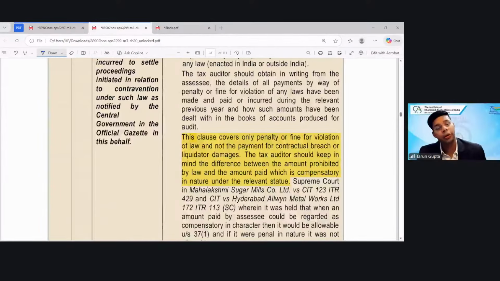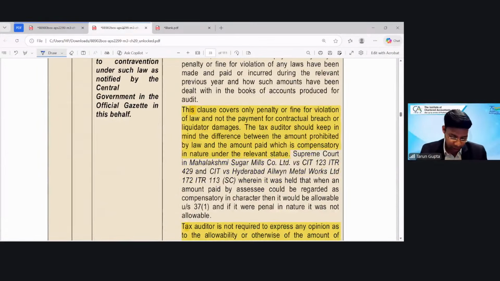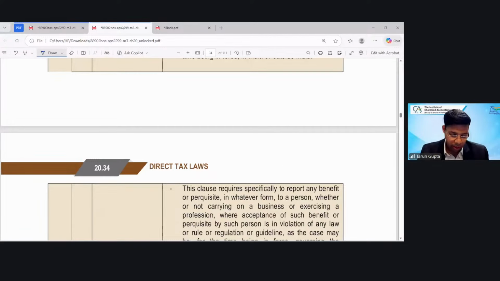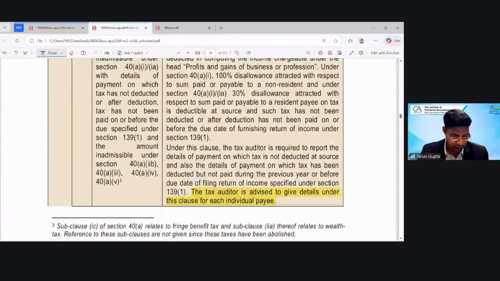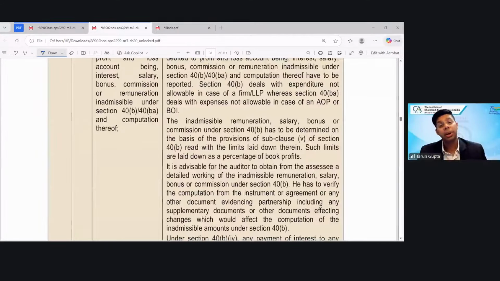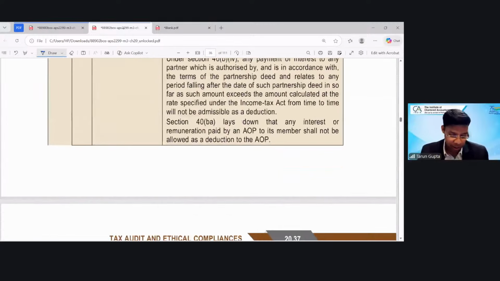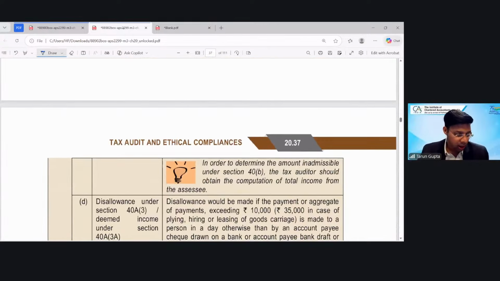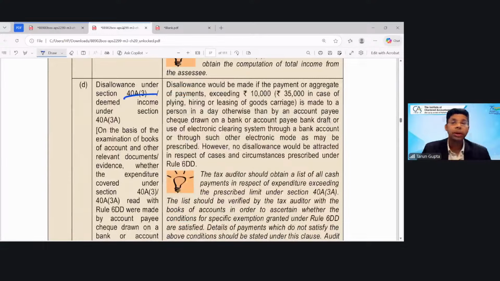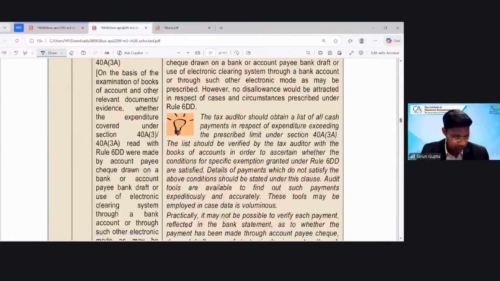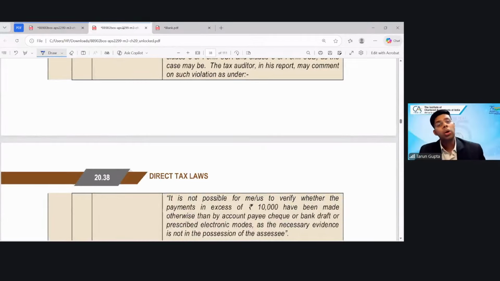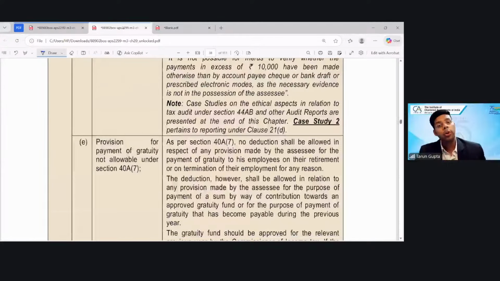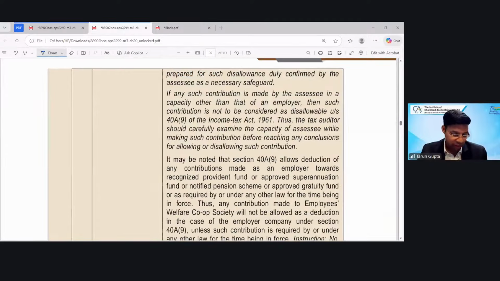Any penalty or fine for the contravention of a law, not contractual penalties. Any disallowance under section 40(a)(ia) for non-deduction of TDS, etc. Any remuneration to a partner exceeding the prescribed limit of section 40(b). Any disallowance under section 40A(3) for making a cash payment exceeding 10,000 or 35,000 as the case may be. All these things are reported here. 40A(7), any amount contributed to a fund which is not approved. 40A(9): under 40A(7), there is a gratuity fund; under 40A(9), there are other welfare funds.